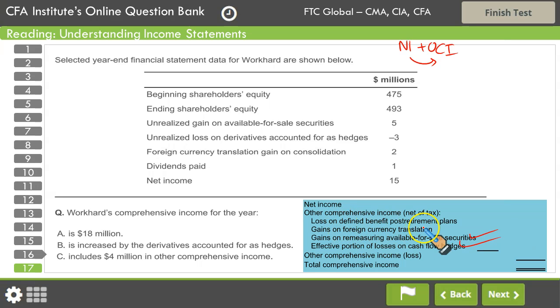Gains on foreign currency translation in case a foreign subsidiary is being consolidated. So any translation gain and loss goes to other comprehensive income. And loss on the defined benefit post-retirement plan. So the combination of OCI and net income gives you what you call the statement of comprehensive income. Right? So what are we required to do? Our comprehensive income for the year, we need to first plug in the numbers. Net income is given as 15.